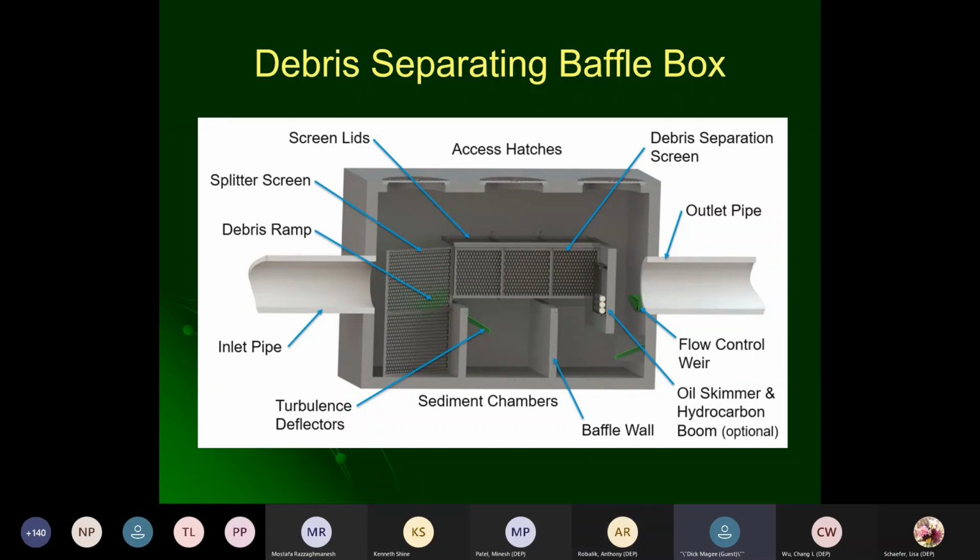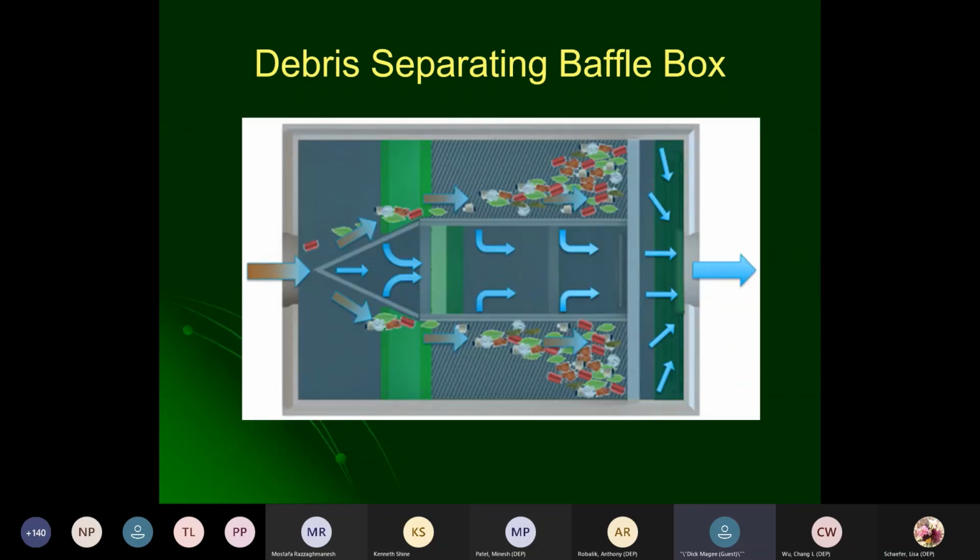All right, I want to go quickly through 3 technologies just to give you an idea of the variables. This is a vault type technology where the stormwater flow comes in from the left-hand side. There's a debris ramp up there, which then directs, as you'll see in the next slide, into a trash rack. You collect trash on either side. Meanwhile, the stormwater that is not trash will go through and settle out below in the chambers beneath, and then move to the outside of the debris separating baffle box.